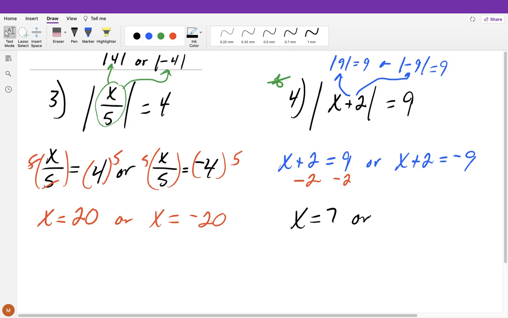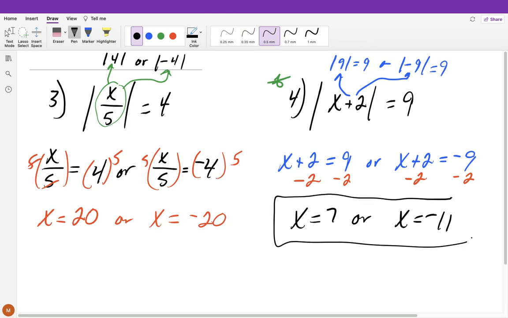And this is what I mean. Sometimes when we first learn this, it just happens to always be the positive and negative of the same number, so they get in the habit of writing that. But you'll see in this one, when I subtract 2 here, well, negative 9 minus 2 is not the same as 9 minus 2. So this is now going to be x is equal to negative 11. So make sure that you are solving both of the equations that you create to get to two answers. All right, there's one more question, and then that's it for this video.